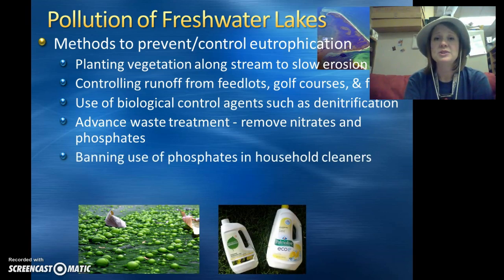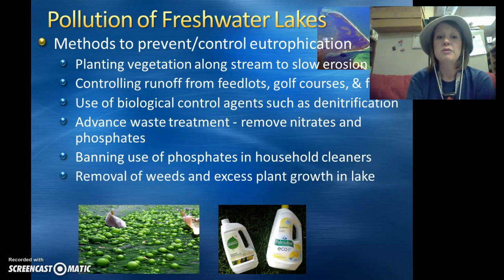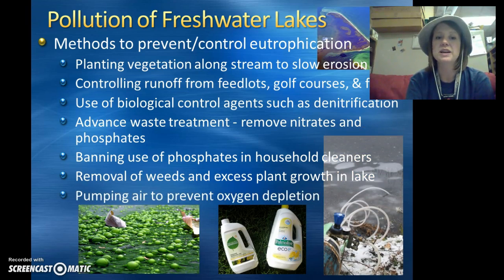Banning phosphates in household cleaners. A lot of dish detergent, laundry detergent has phosphates. So if you buy something that has an eco label or green label, a lot of times if you look at the ingredients, it does not contain those phosphates. If we remove the weeds or plants using herbicides or other methods, that can also help slow eutrophication as well.